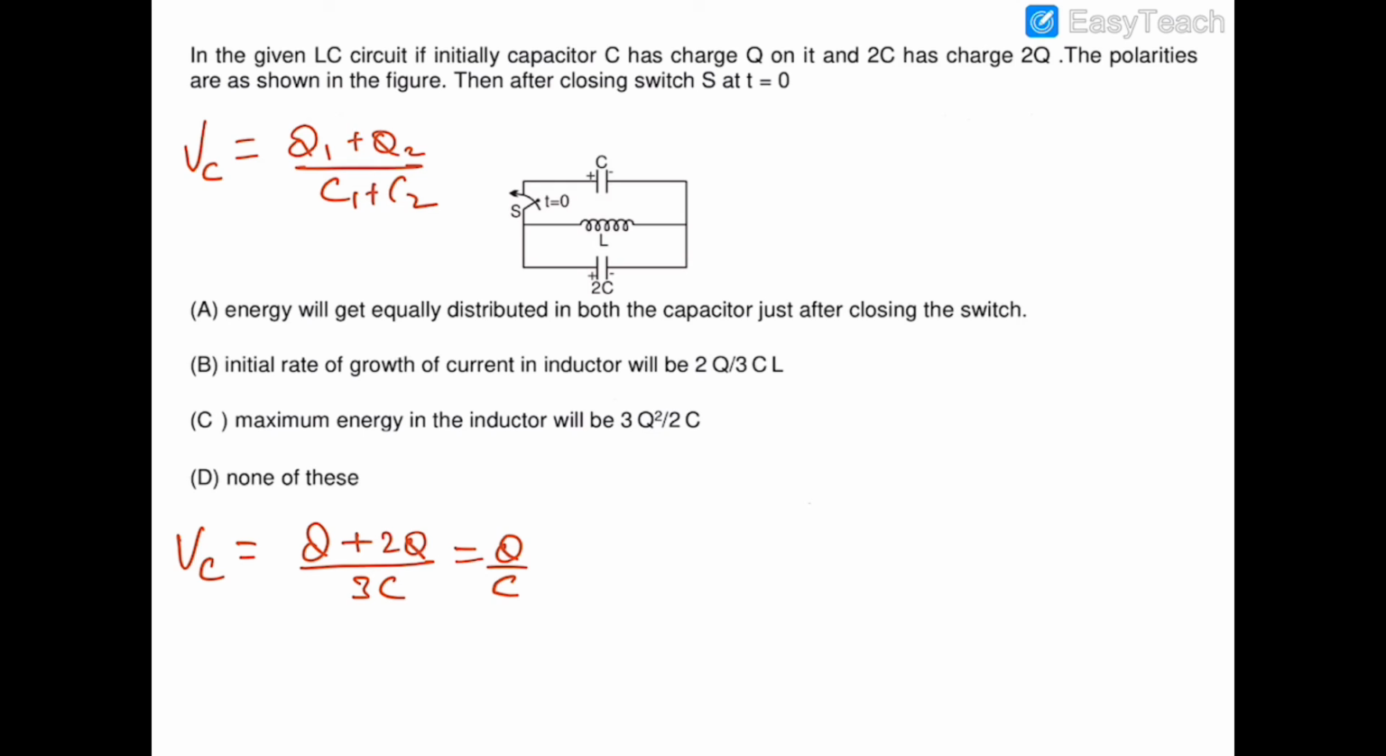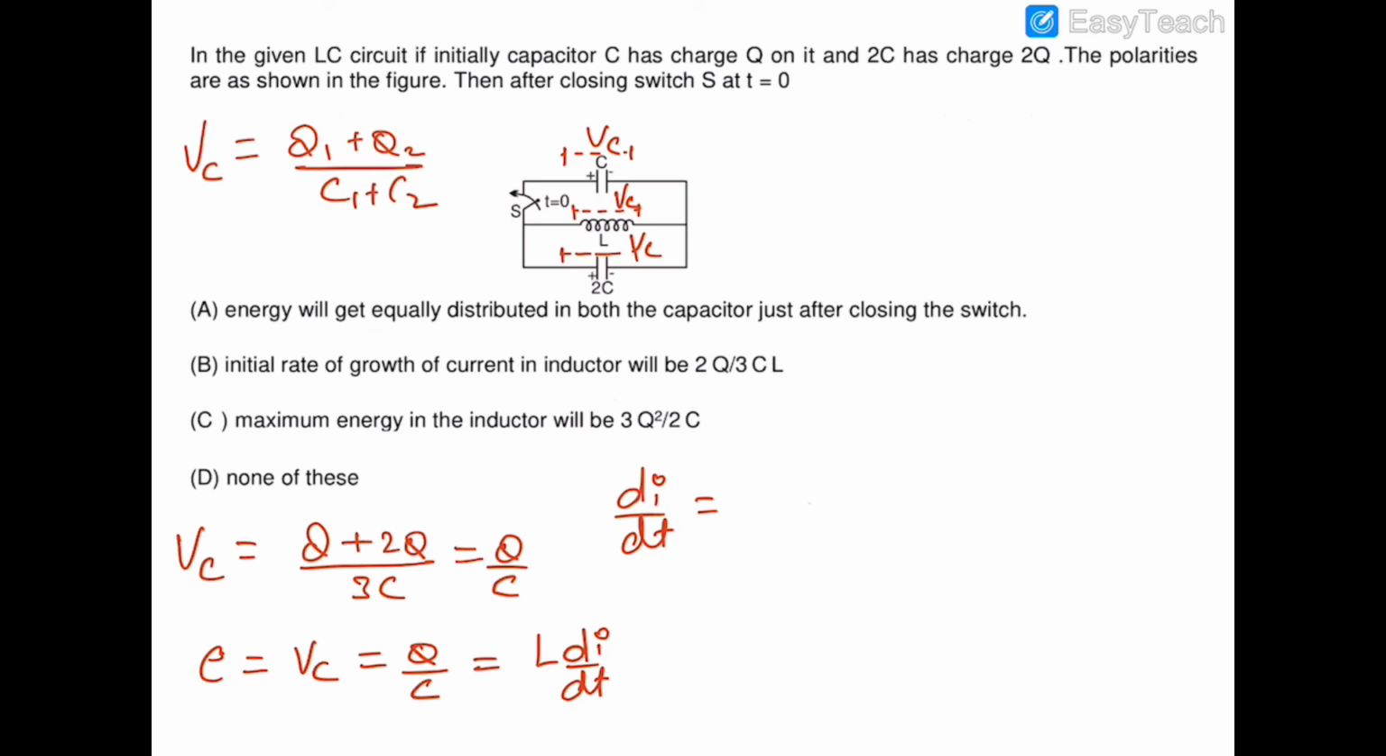Now the common voltage will be seen across this inductor also, because all three are in parallel. So this common voltage Vc would be appearing across this inductor also. So the initial EMF across the inductor would be equal to this common voltage, and it would be equal to Q by C. And this EMF is equal to L di by dt. I am just concerned about the magnitude of the rate of change of current di by dt. So this di by dt will be equal to Q by LC.